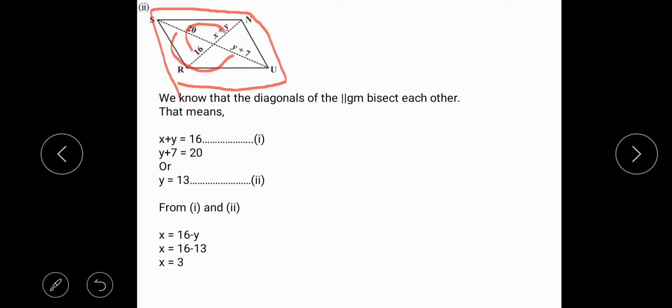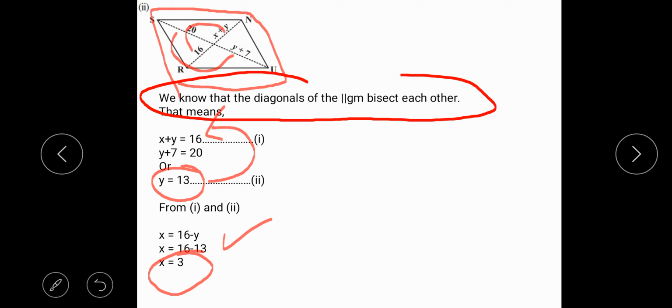So by solving y plus 7 is equal to 20, we will get y is equal to 13. Now put the value y equal to 13 in here. We will get x is equal to 16 minus y, or x equal to 16 minus 13, x equal to 3. This is the required value. We have to use this one property here. We know the diagonals of a parallelogram bisect each other.